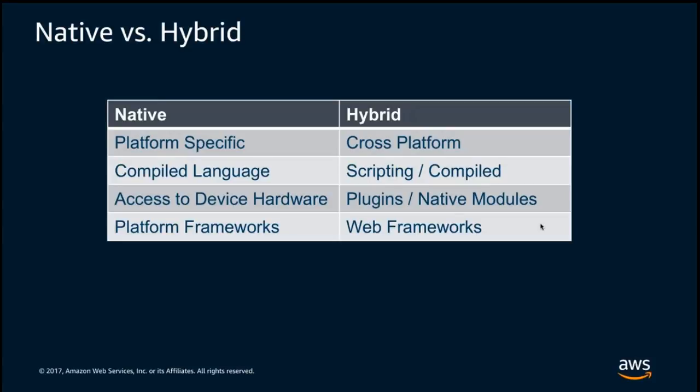So at a very high level, native apps are platform specific. So Android, iOS, built to run on the specific hardware and only on the specific hardware. They're built with compiled languages, so on the iOS side, Objective-C, on the Android side with Java. And they have native access to device hardware like camera and hard drive, stuff like that.